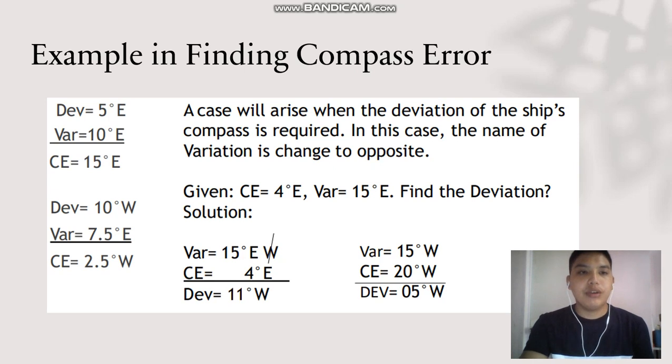To find the compass error, we have the deviation and variation. If they have the same name, you will add them. So 5 degrees east of deviation and 10 degrees east of variation is equal to 15 degrees east. We find again in different names: the deviation is 10 degrees west and the variation is 7.5 degrees east. So we have to subtract them. So the compass error is equal to 2.5 degrees west.